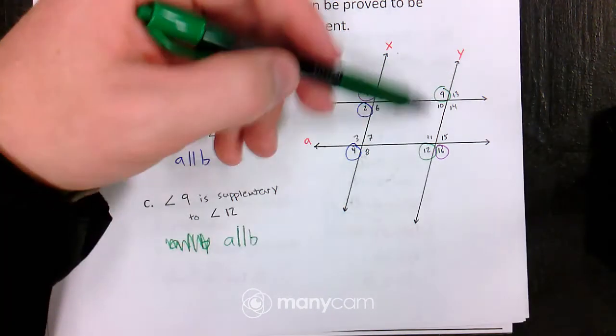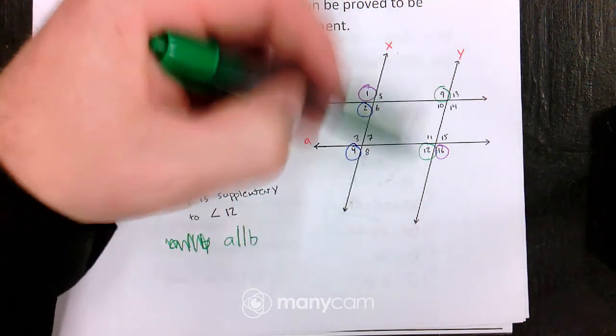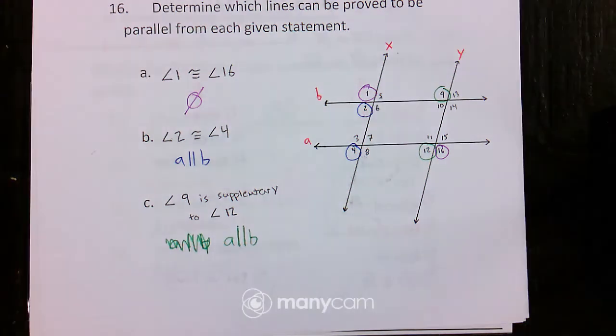Because those are the two lines that this transversal that I'm looking at cuts through. Okay.